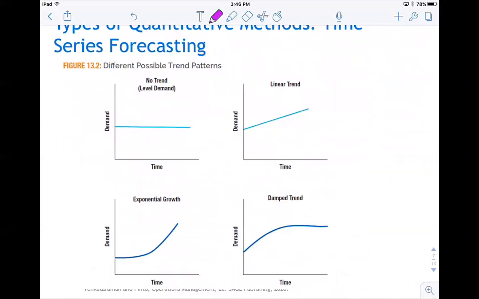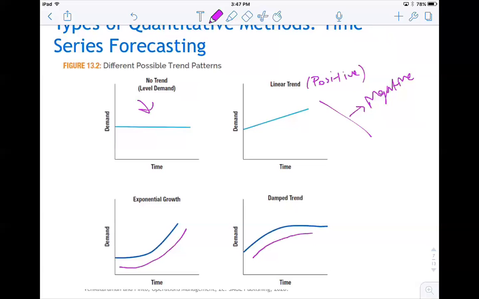You might see no trend like this one in this case, right? Or you might just see a linear positive trend, okay? Or this would be a negative trend. But it's important to identify that it's a linear positive or linear negative trend. We might have a nonlinear, in this case, exponential growth, right? Or we might have a nonlinear damped trend in our data. So these are certain patterns that might appear in your data sets, right?